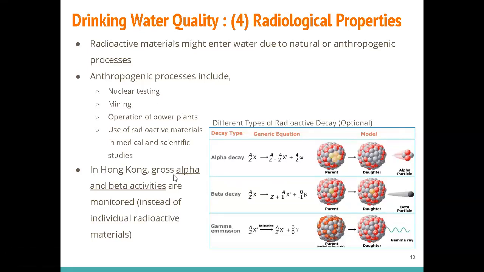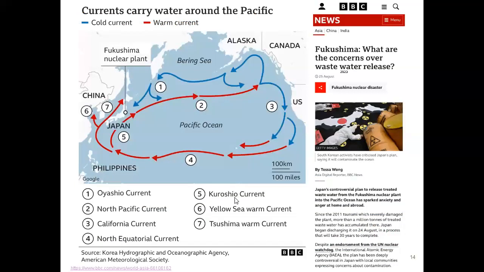So in Hong Kong, we only measure one thing, which is the alpha decay, the alpha particle coming out from this type of radioactive reaction, instead of individual radioactive materials. I am showing you this because this is a very hot topic right now. So Japan is dumping a lot of radioactive water into the ocean, and we are yet to see the effect around the whole world, not just for the seafood. And it's going around the world through the ocean circulation.